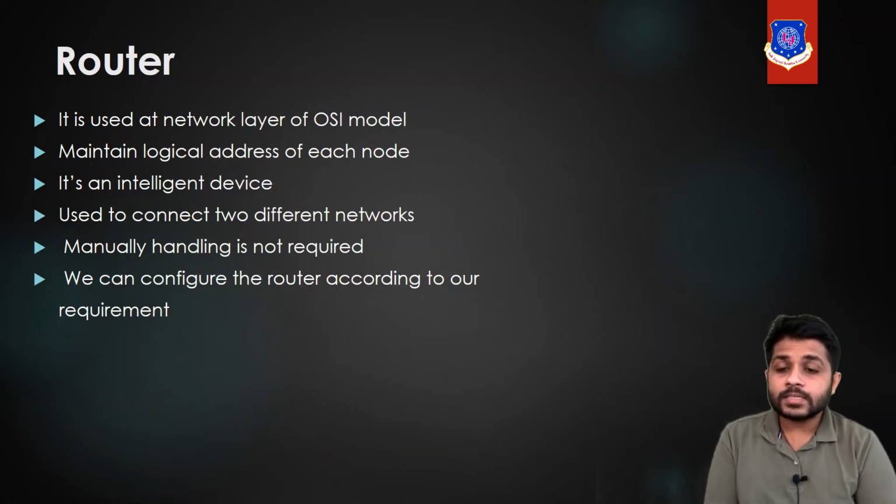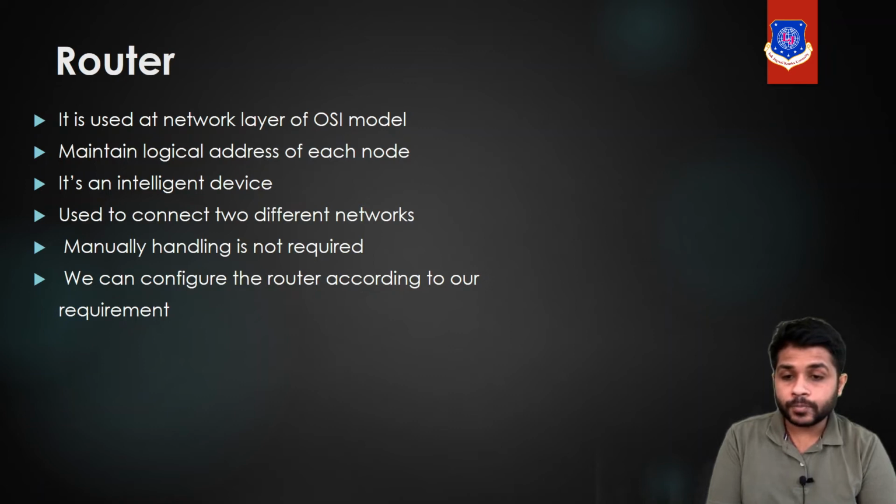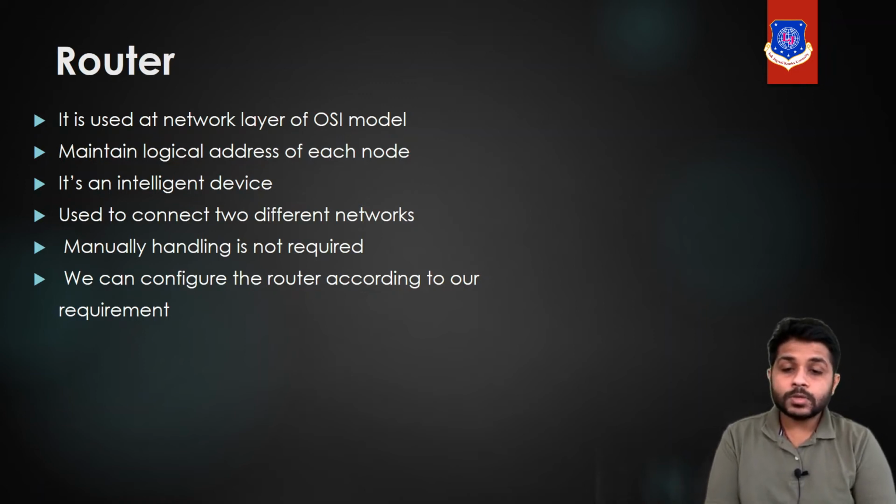Now the next device is a router. The router operates at the network layer. So again it is a smart device, and the router maintains a table which is known as the routing table. Generally the function of the router is to deliver the data from one network to another network.